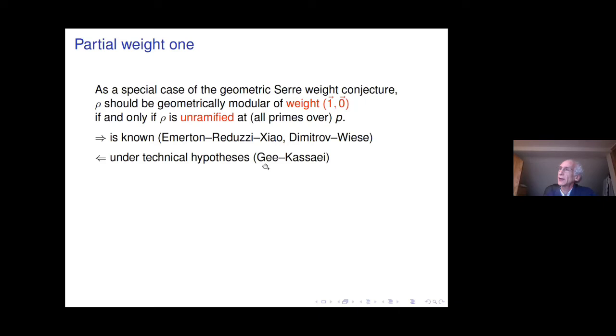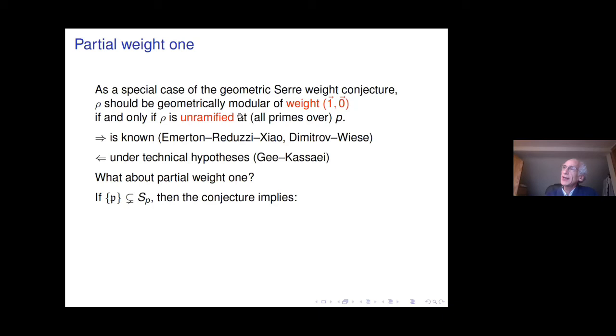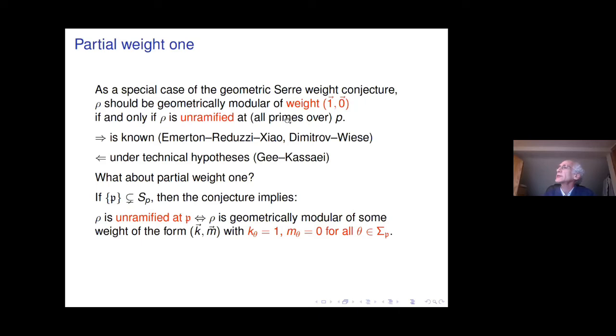But what about partial weight one? So first of all, the most immediate generalization of this would be where you have more than one prime over p. And then the expectation, or a special case of the conjecture, notice, maybe I should point out that parallel weight one would have to be minimal. There's nothing in the minimal cone that's below parallel weight one, at least not in the positive minimal cone.